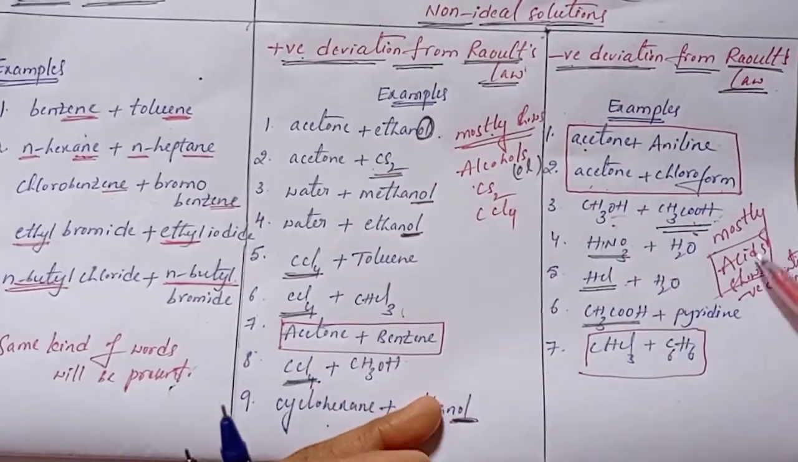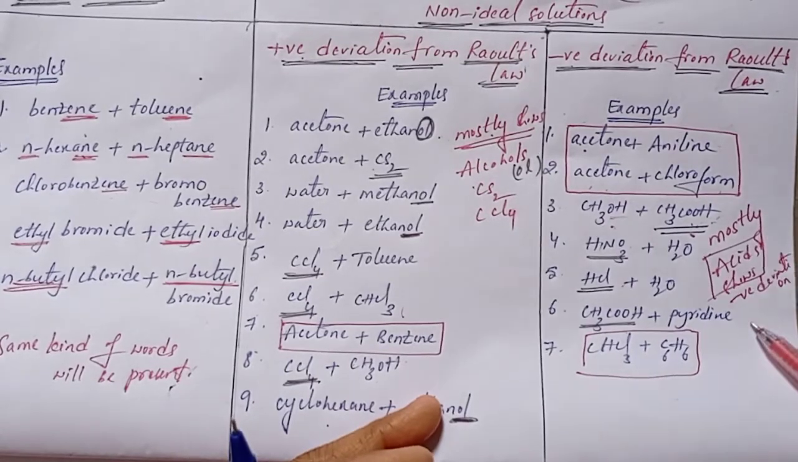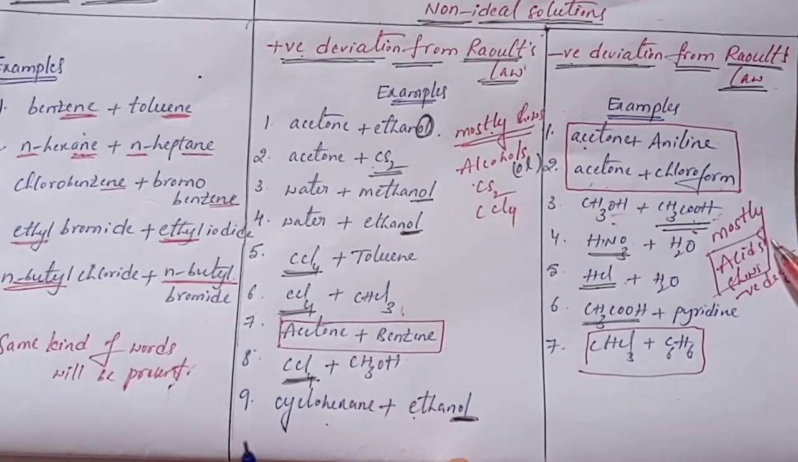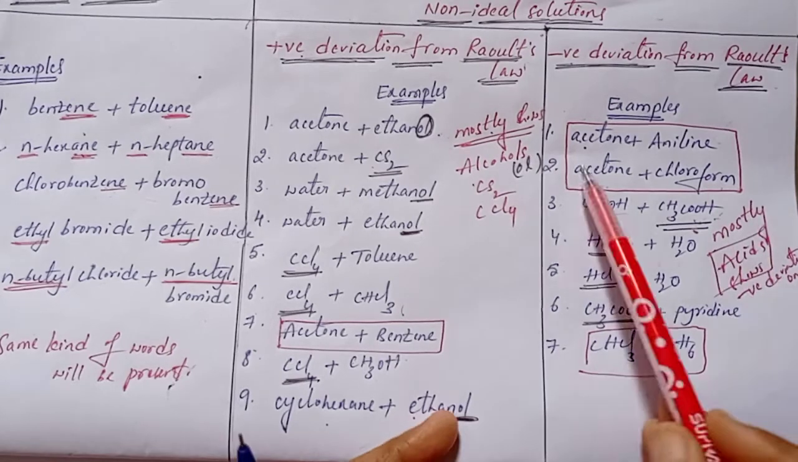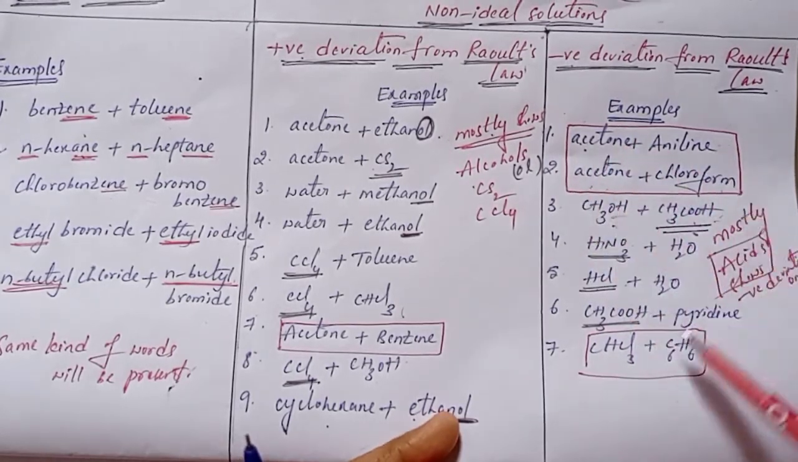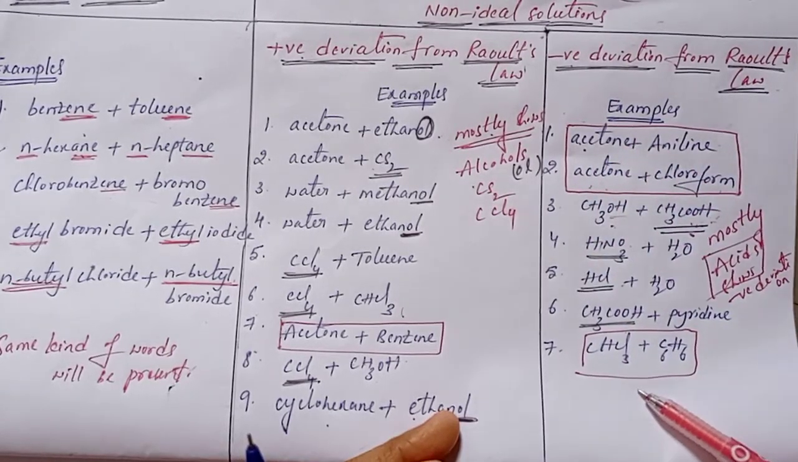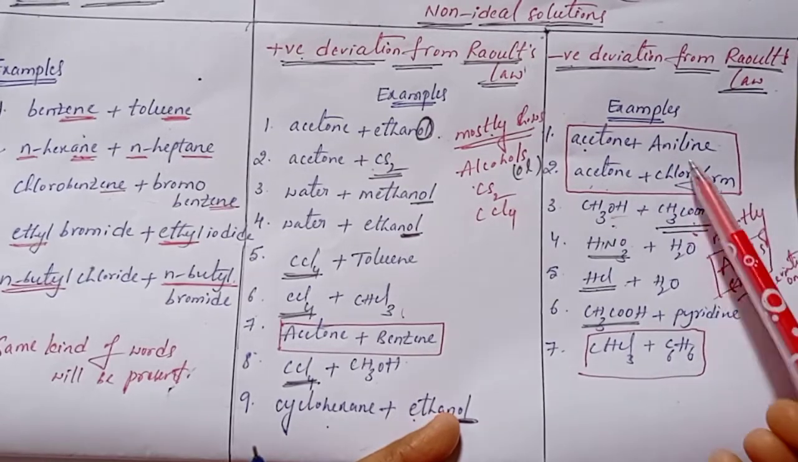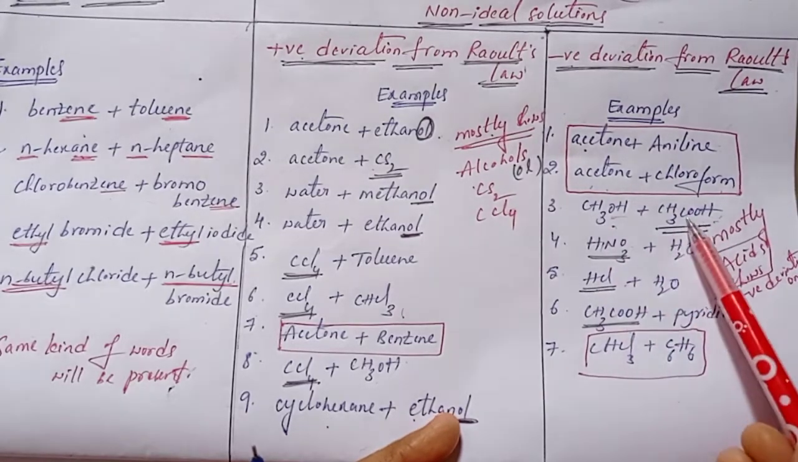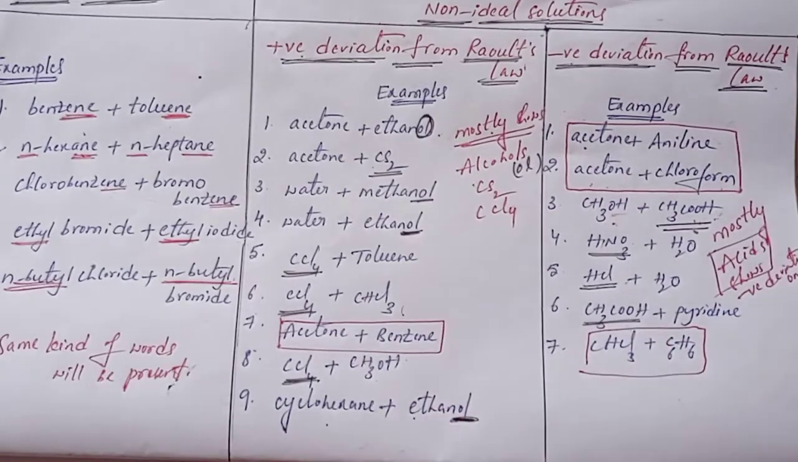Negative deviation is mostly shown by acids, students. Acids show negative deviation from Raoult's law. Okay, the acids show the maximum negative deviation. Here these two are exceptional cases, and the last, seventh one is also an exceptional case. These three examples you have to learn by heart, students, and in these examples acid is there, so that's why they are showing negative deviation from Raoult's law.